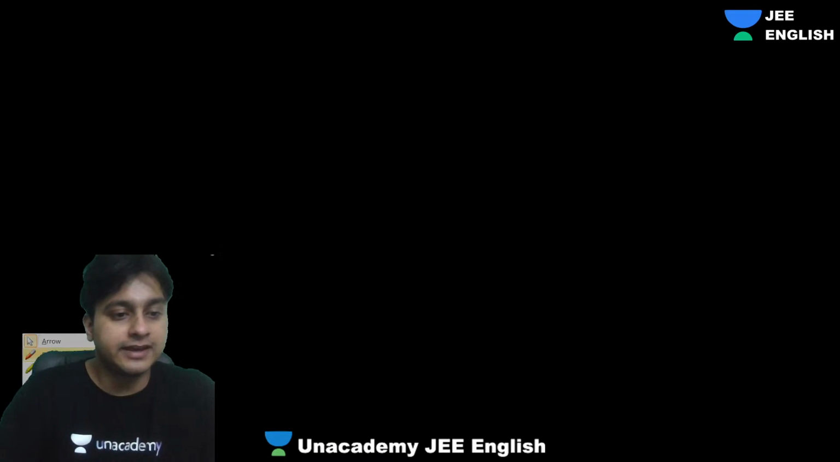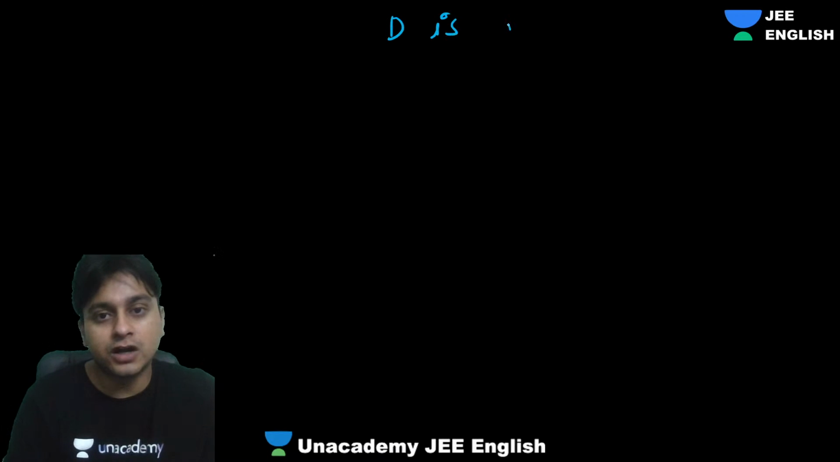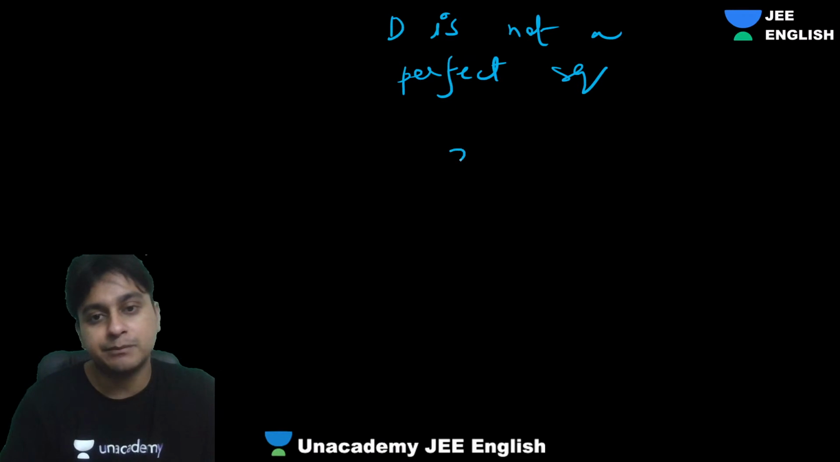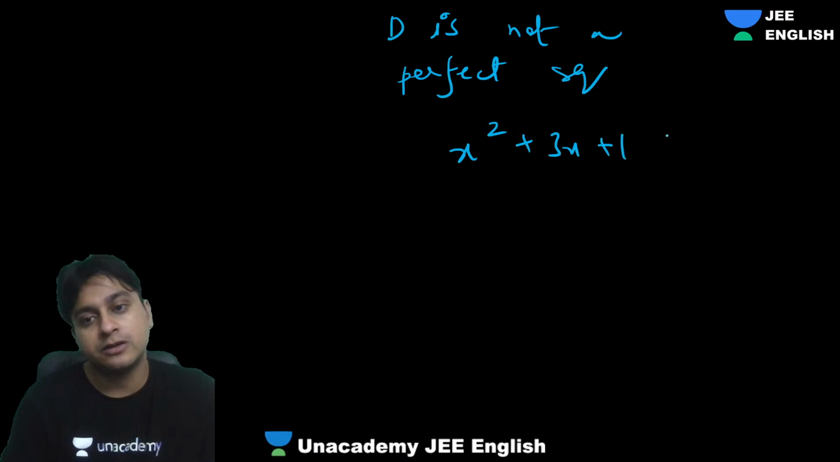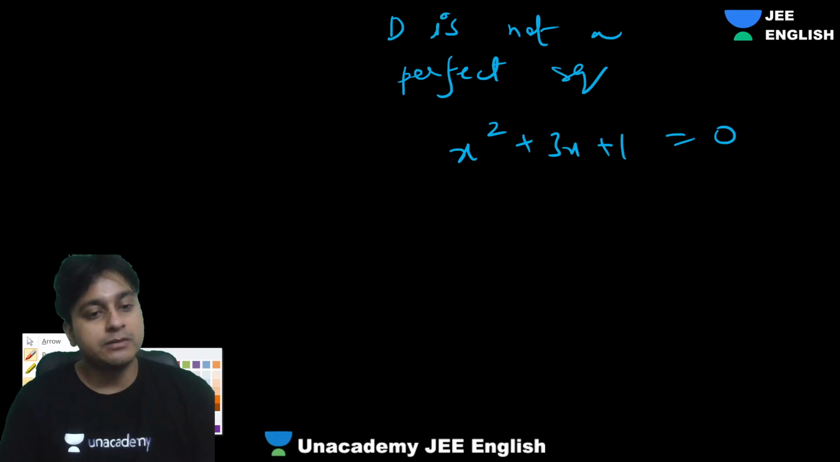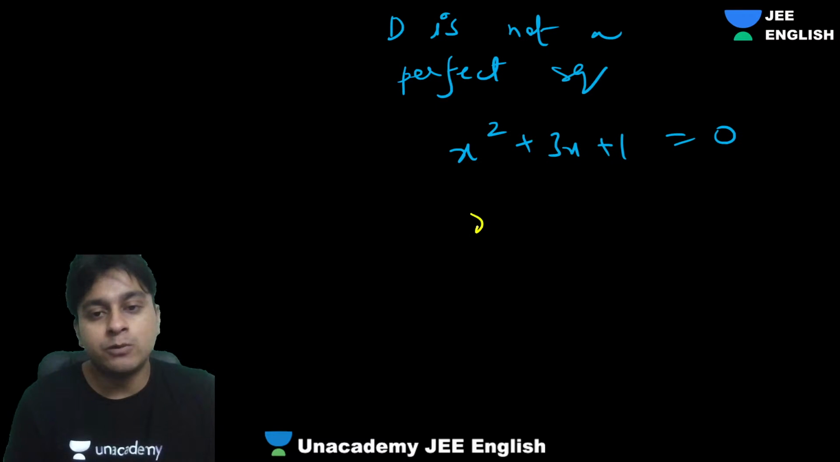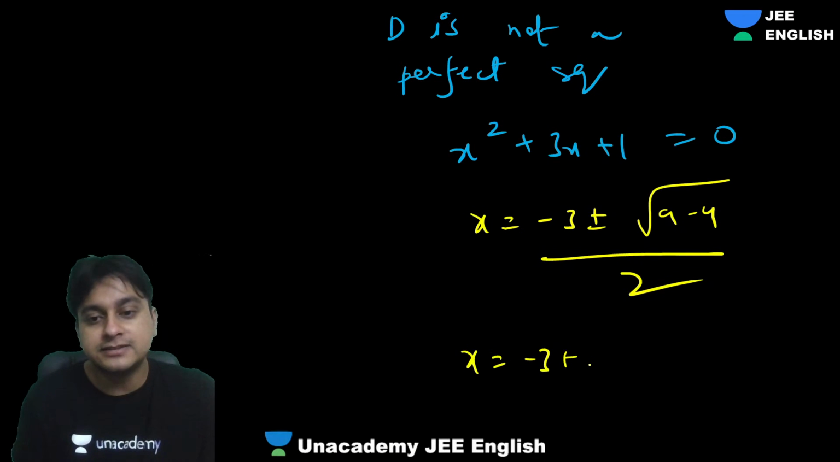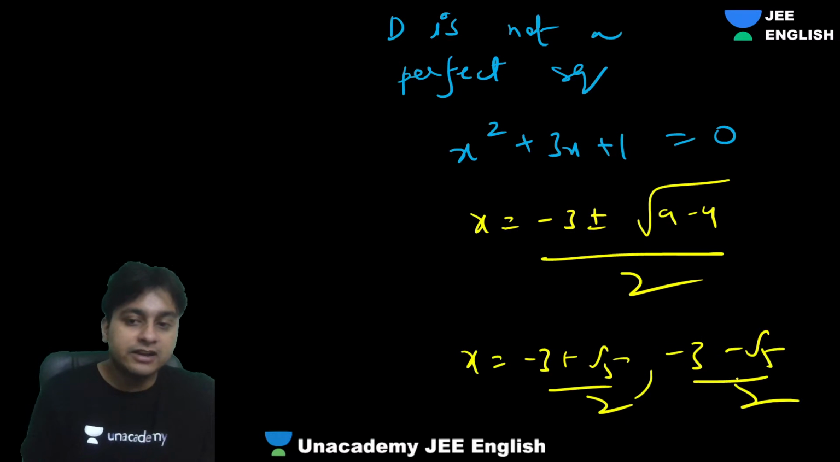So I'm talking about the case when D is not a perfect square. Then what will happen? Let's take an example: x square plus 3x plus 1 equals 0. So what will happen in this scenario? Tell me, Daksh. You'll have x equals minus 3 plus minus under root b square minus 4ac, by 2, right? We are getting x equals minus 3 plus root 5 by 2, and minus 3 minus root 5 by 2. Aren't they conjugates of each other?